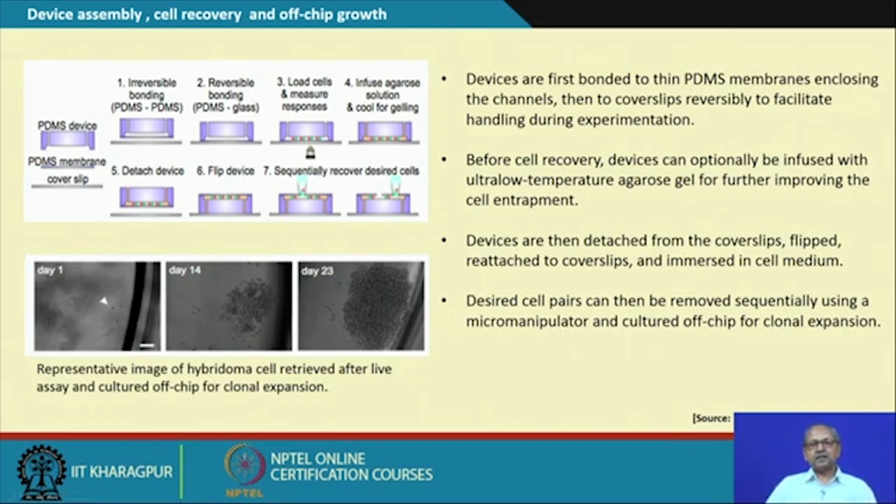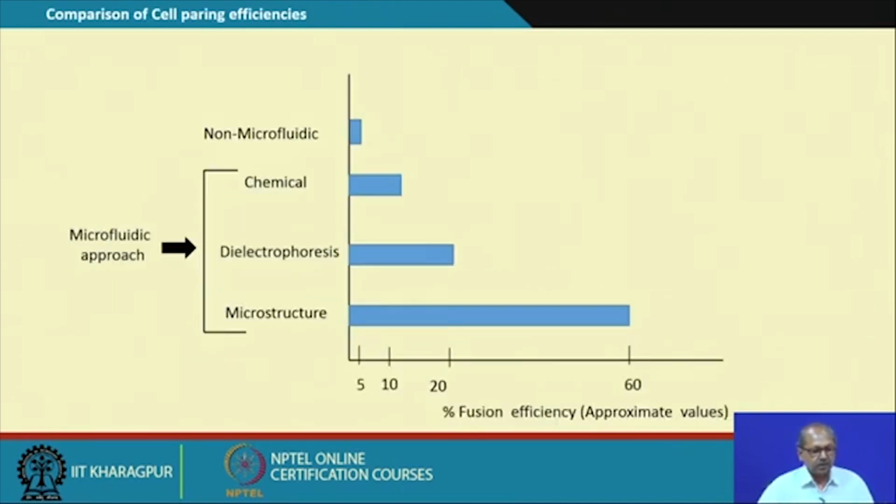It does not indicate that viable hybridoma cells will produce the antibody. So, you again have to go for antibody selection, meaning how to screen so many hybridoma cells for antibody. This also could be adopted in a microfluidic platform. If we look at the cell pairing efficiency of these approaches: non-microfluidic, meaning macro scale cell culture, is 5%, the chemical way around 15%, dielectrophoresis around 20%, and microstructure around 60 to 70%.